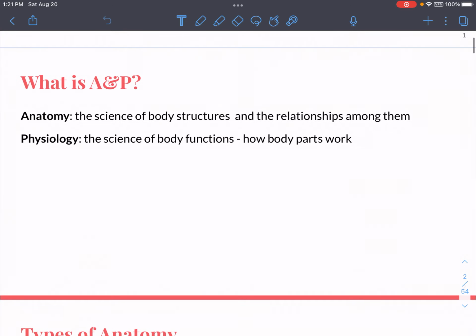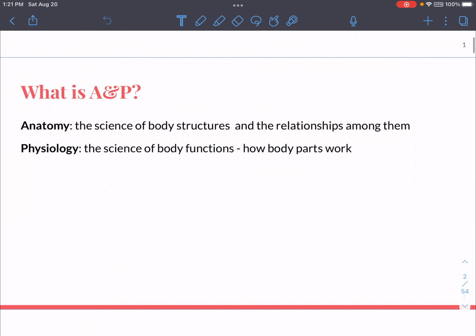So what is anatomy? Anatomy is the science of body structures and the relationships among them. So when we're looking at anatomy, we're looking at different organs, organ systems, the body, bones, muscles, being able to label everything and being able to identify everything.